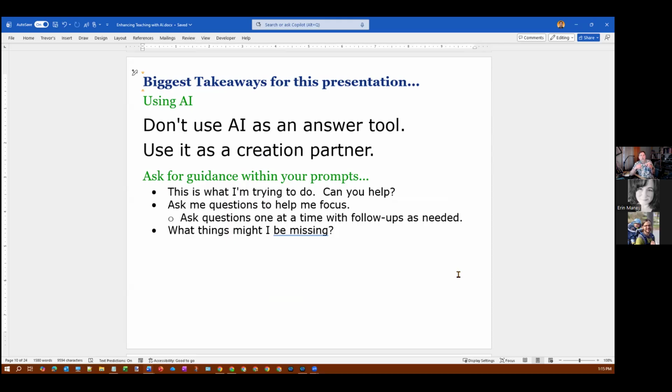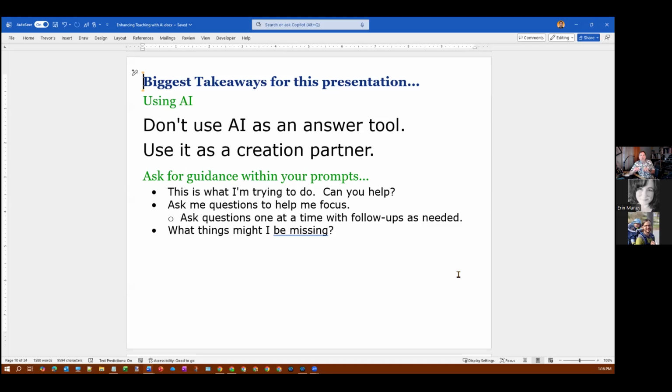Go in and use it as a creation partner. One of the ways you can use it as a creation partner is to ask for guidance within your prompts. Say, hey, this is what I'm trying to do. Can you help? Nine times out of 10, it's going to say, certainly I can help. I've never had it not say that.